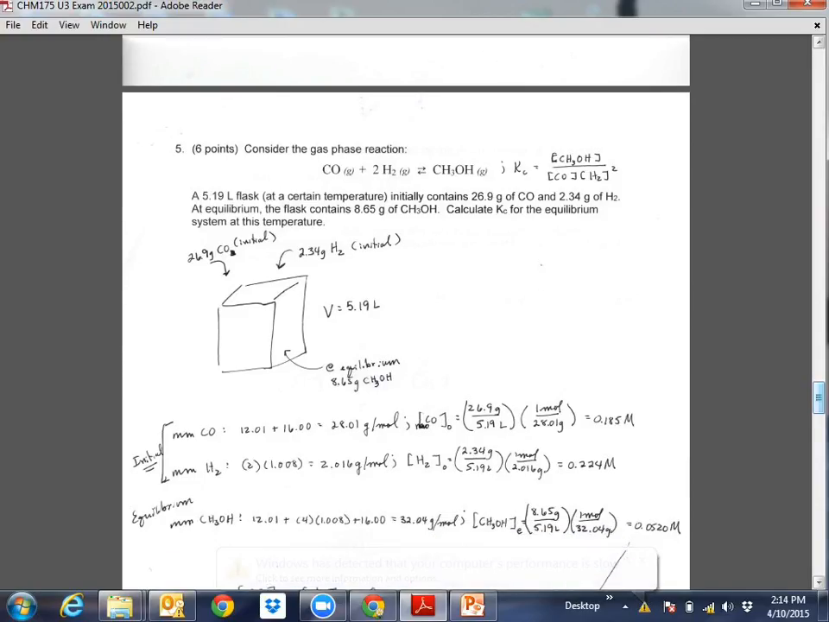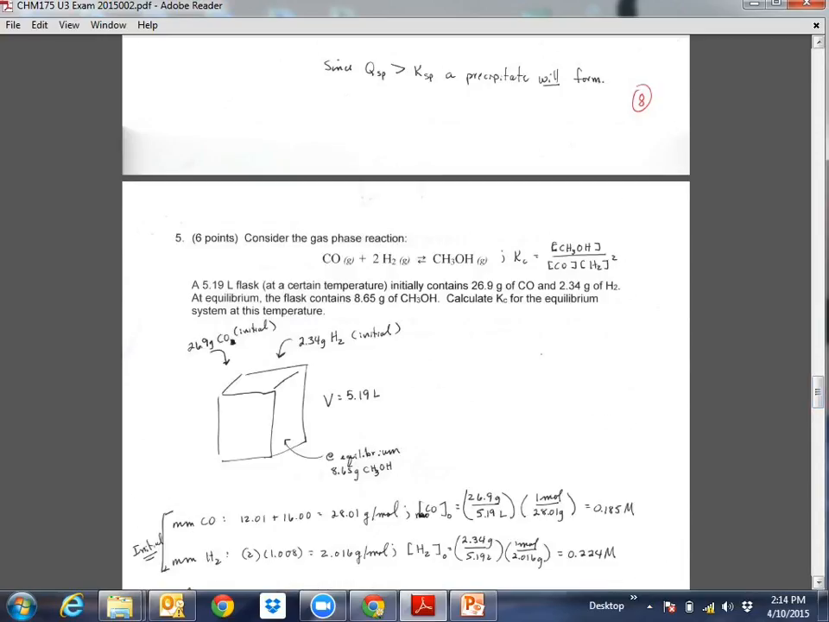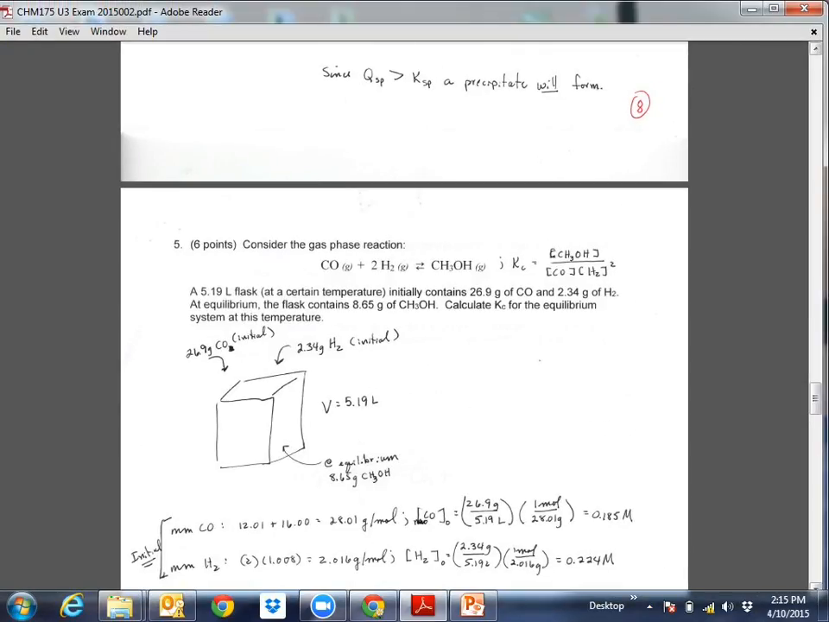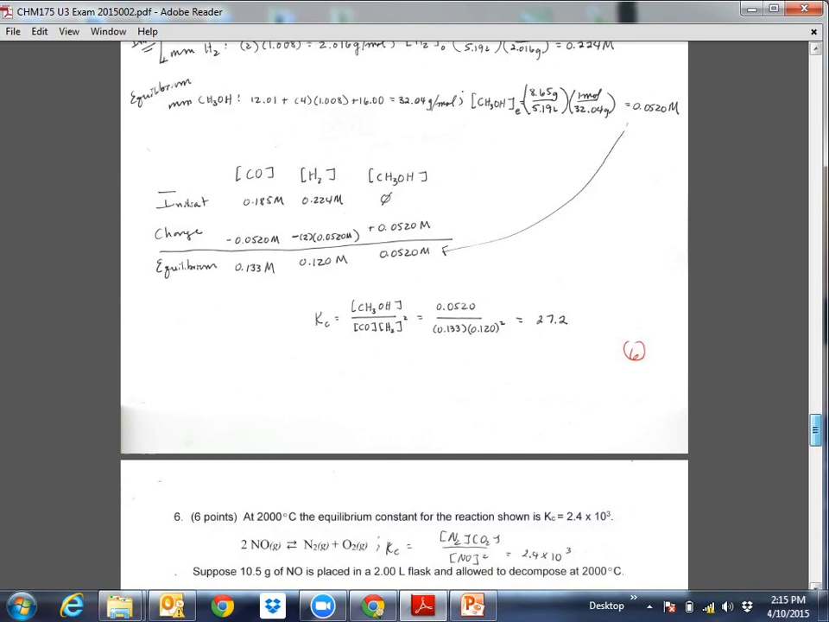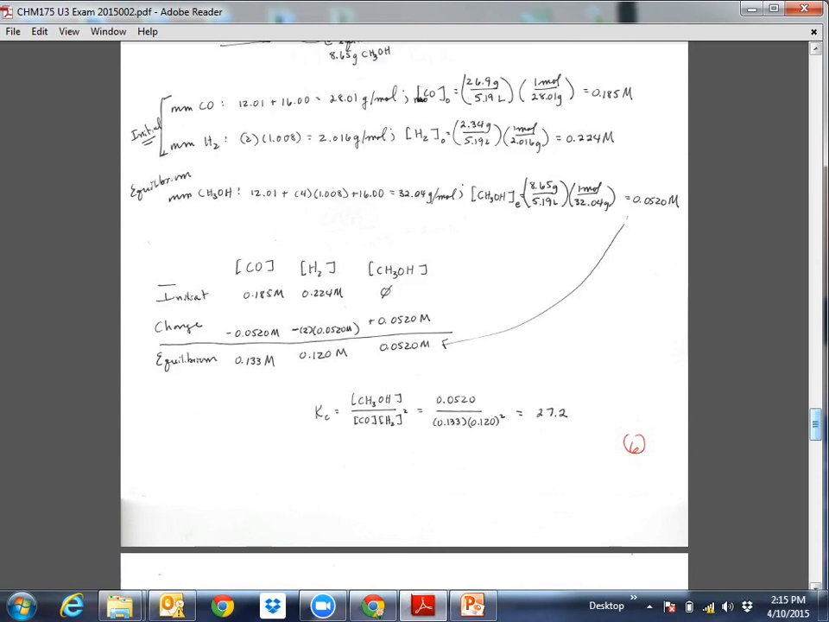Okay. So we need an ICE table for sure. So this is one of those where you were given the initial concentration of everything and the final, or equilibrium, concentration of one thing, and you could do an ICE chart by deduction, to get to Kc. So here's my ICE chart. The initial concentration of the two reactants, their molar concentrations. Initially we had no CH3OH. Notice that the stoichiometry is a 1 to 2 to 1 relationship.